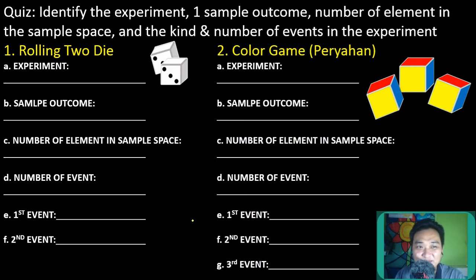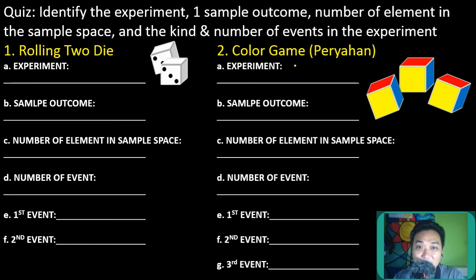So this time, kayo naman po. I'm going to give you two sets of exercises. The first exercise that you're going to have has something to do with rolling two die. By the way, pagka sinabing dice, plural yun ha. Maraming dice. O pagka isa lang, die. Rolling two die.